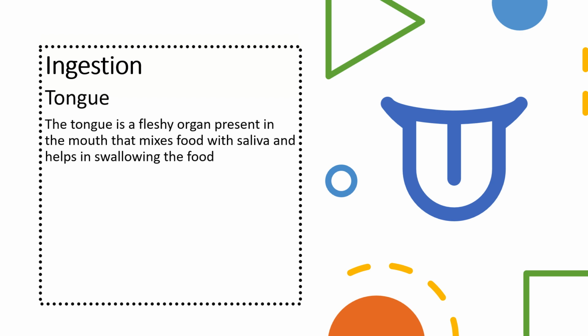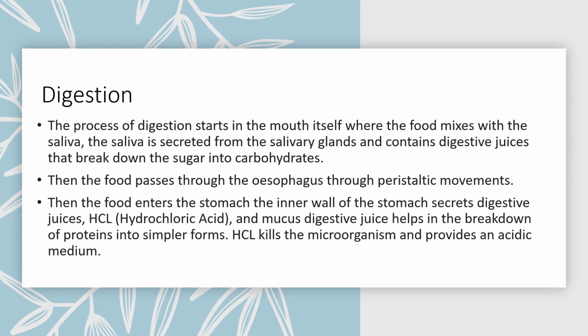Digestion. The process of digestion starts in the mouth itself, where the food mixes with the saliva. The saliva is secreted from the salivary glands and contains digestive juices that break down carbohydrates into sugar. Then the food passes through the esophagus through peristaltic movements. Then the food enters the stomach.